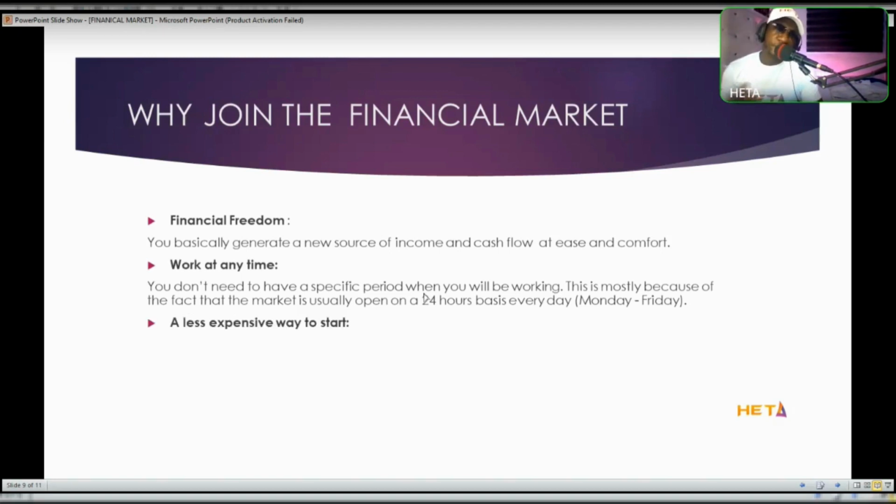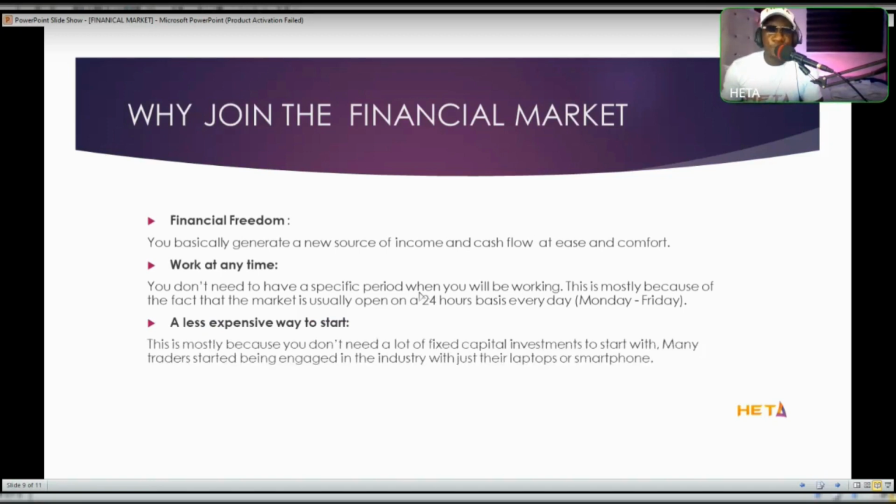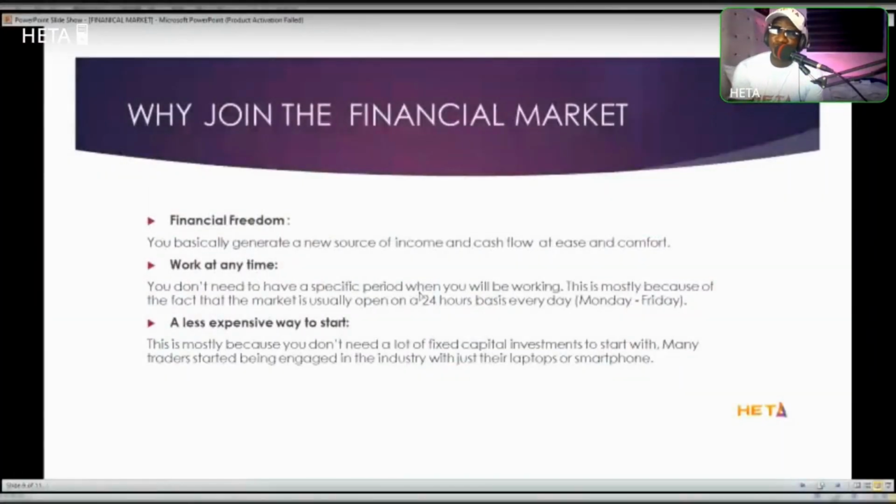Going further, it is a less expensive way to start. Read that again. It's a less expensive way to start. It's like the million dollar dream, but you don't need a million dollars in capital. This is mostly because you don't need a lot of fixed capital investment to start with. Many traders started out in the industry with just their laptop or smartphone and an internet connection. Yes, you need an internet connection, because we're in an internet world. You sure do need internet to stay afloat with everything happening. So yeah, you need your laptop, a smartphone, and an internet connection.